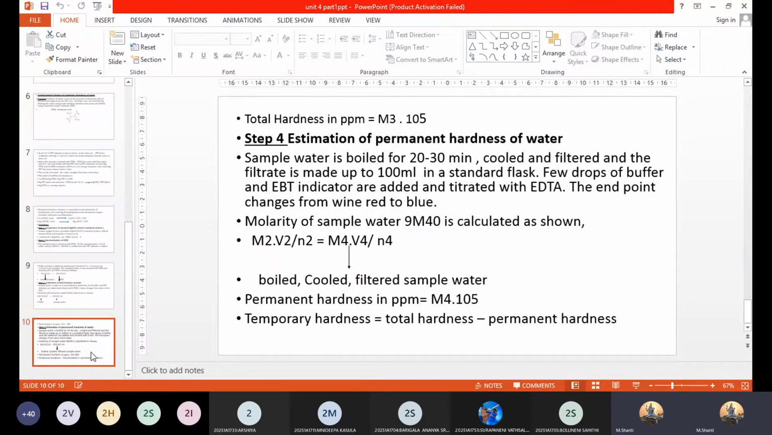Now if M3 is known, multiply this M3 value by 10 power 5, and you get the total hardness. 10 power 5 is there because you are converting molarity into ppm of hardness, so you are multiplying with 1000, and 100 denotes the molecular weight of calcium carbonate. That total comes out to be 10 power 5. So by multiplying with a factor of 10 power 5, you get the total hardness in ppm. Whatever M3 value you get in step 3 must be multiplied with 10 power 5. That's how you can get the total hardness.